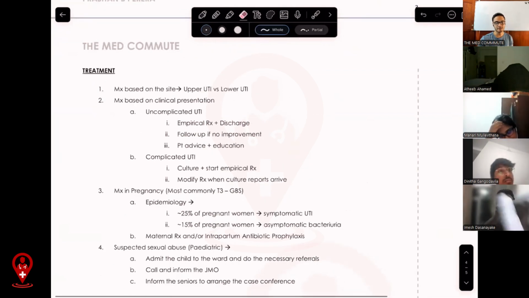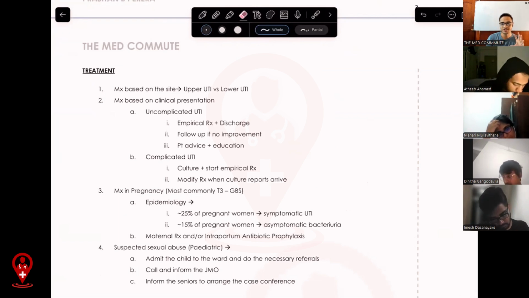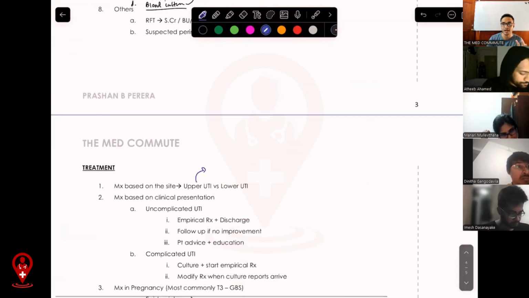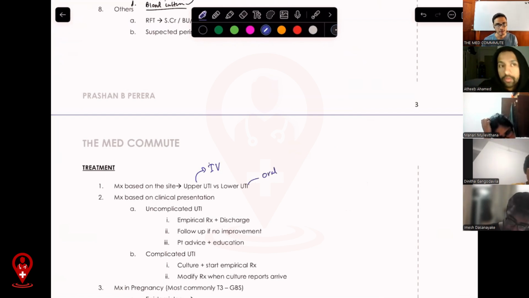Then, guys, coming to the treatment, look at this. How are we going to treat the child? When we come to the treatment, first few points I want you all to know. Based on the site we already mentioned, guys, if it is an upper UTI, it's going to be an emergency. So here in the upper UTI, we are going to go for IV medications. Whereas lower UTI, we can go for oral medications. Then based on the clinical presentation, what do I mean by that? If it is a complicated or uncomplicated one.